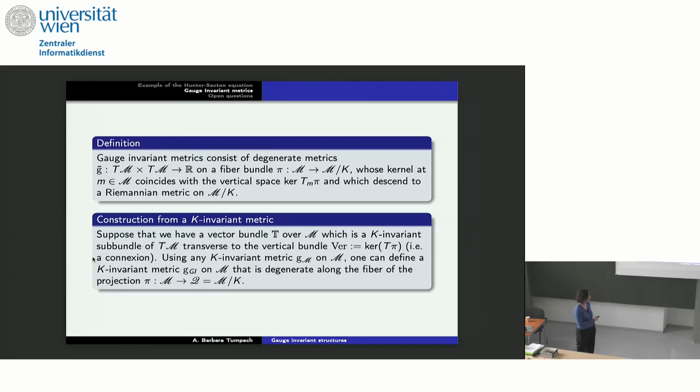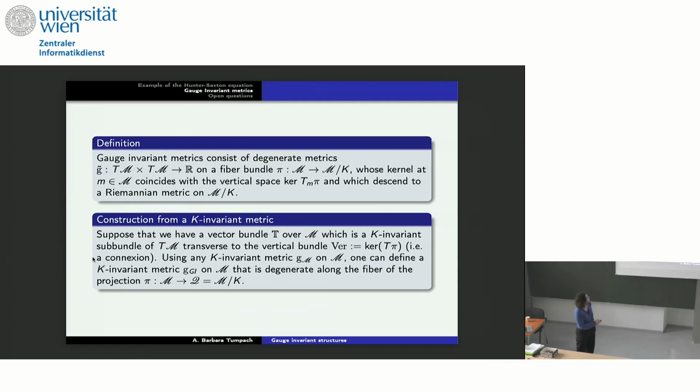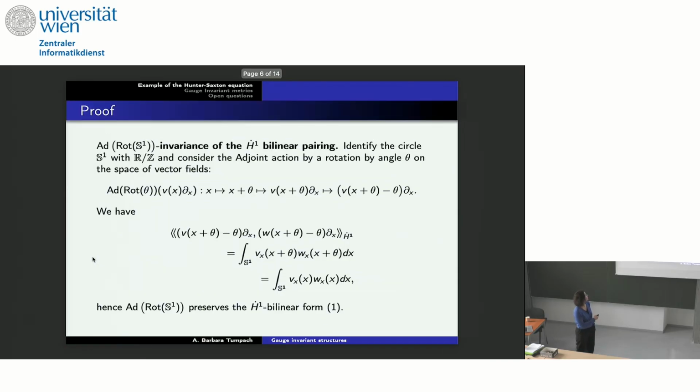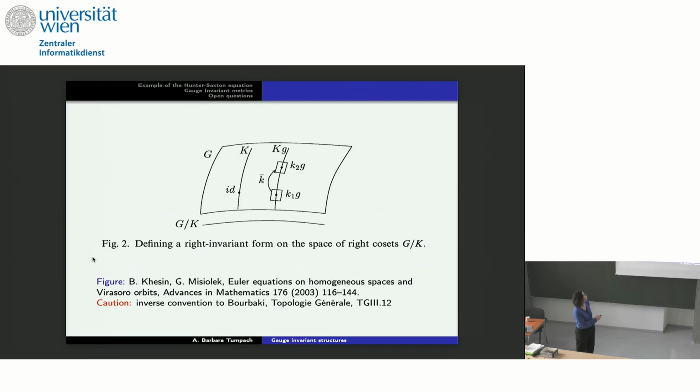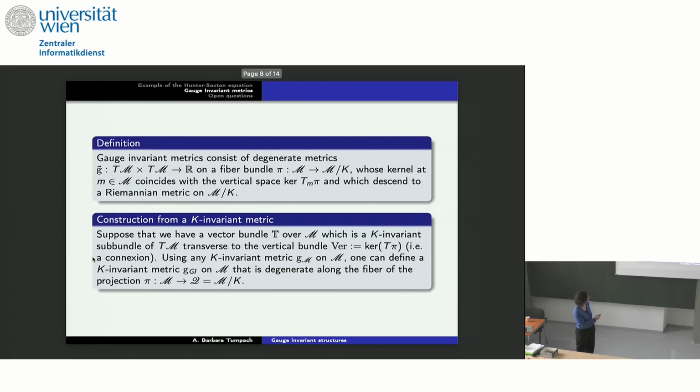So perhaps I should go back to the initial picture. Perhaps I have it after? No. Another chapter. So the initial picture you have here. The vertical space is the one tangent to the fiber. The fibers are the orbits of the group. So if you are lucky, you have a vector bundle which is transverse to this vertical space.